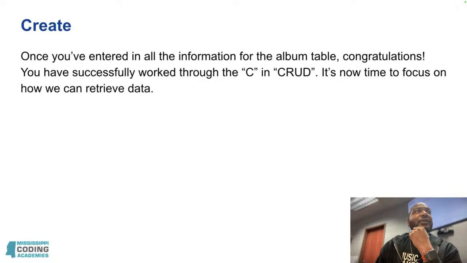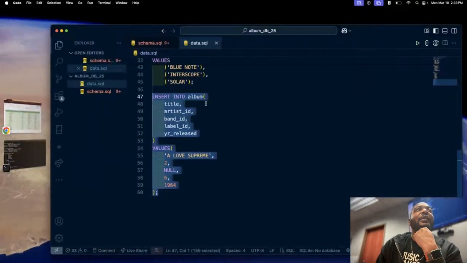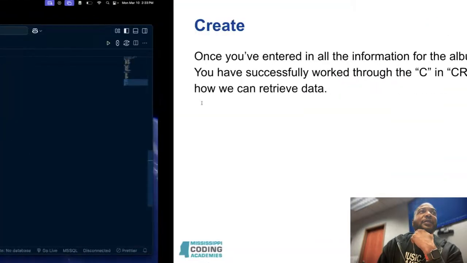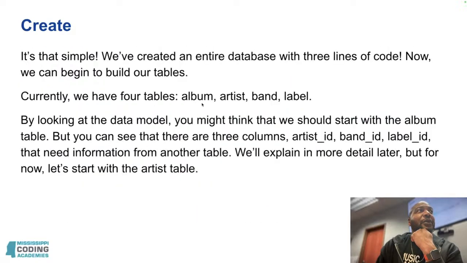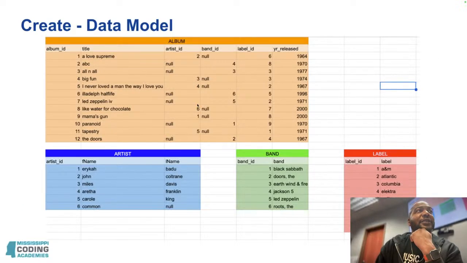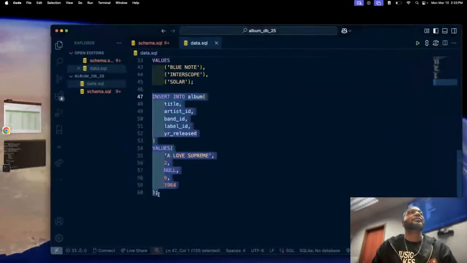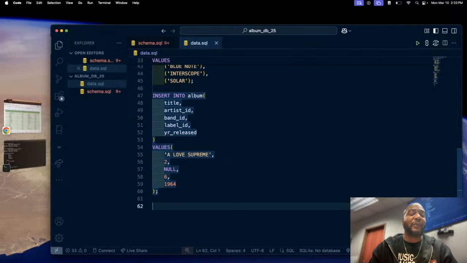Now that works. Now, again, that's the C for CRUD, which is create. So let's go in now. Now we know how to do this. Let's insert into the database the rest of the albums. So if we go back to our data model, that was the first one, A Love Supreme. Now the second one is ABC. So we can do it like so.